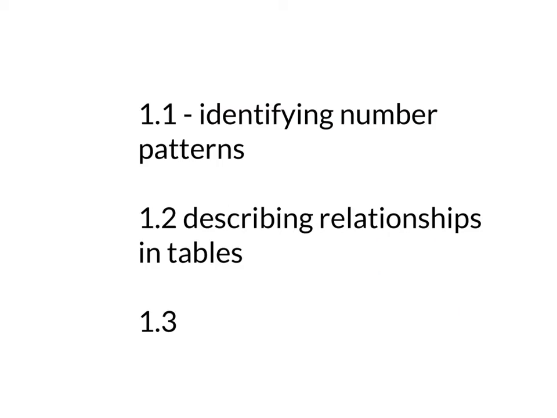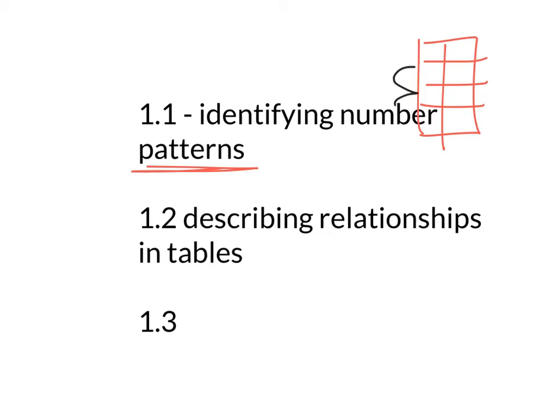Let's recap, shall we? In lesson 1.1, we were identifying number patterns, and there we were introduced to a table of values, and we were able to see if there were any patterns going from one row to the next row. Let's make a really quick table of values here. And we would see if there were any patterns from one row to the next, and how they related from one column to the other column.